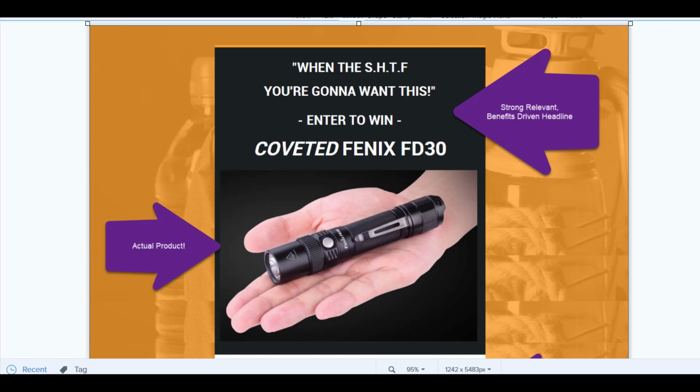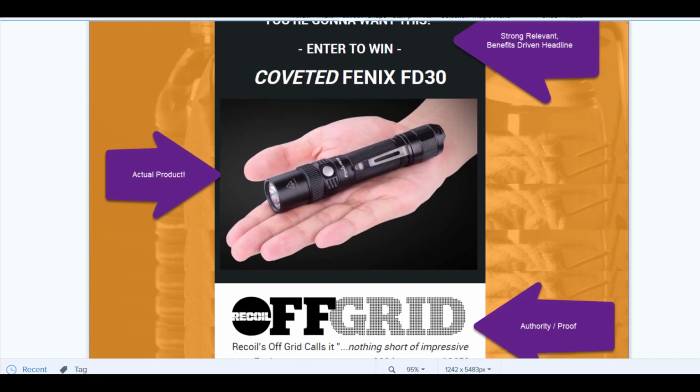So here we have a headline that is very relevant to the crowd that this is headed toward, and it fends off the people who are not a good fit. And then we have a picture of the actual products. People know what they're going to get when they enter.